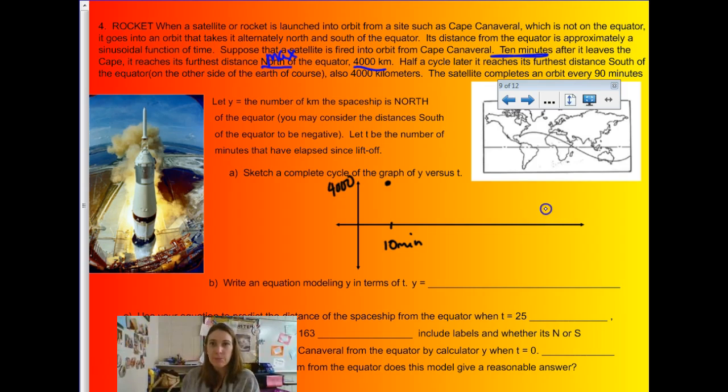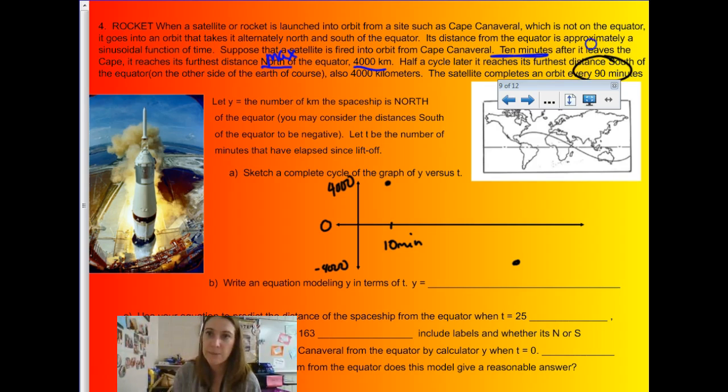Let's keep reading. Half a cycle later, it reaches its furthest south distance, which is also 4,000. So we're going to call that negative 4,000, because we'll say the equator is line 0. All right, so down here, half a cycle later, it completes one orbit every 90 minutes.